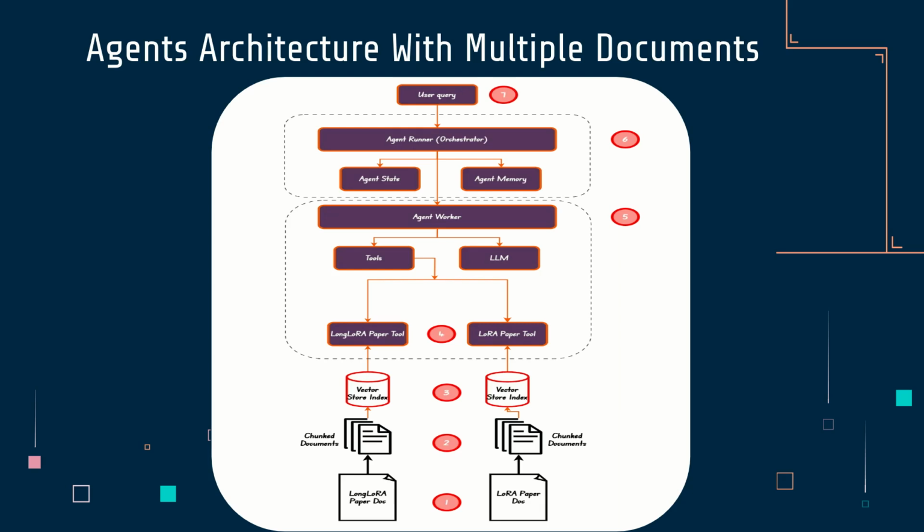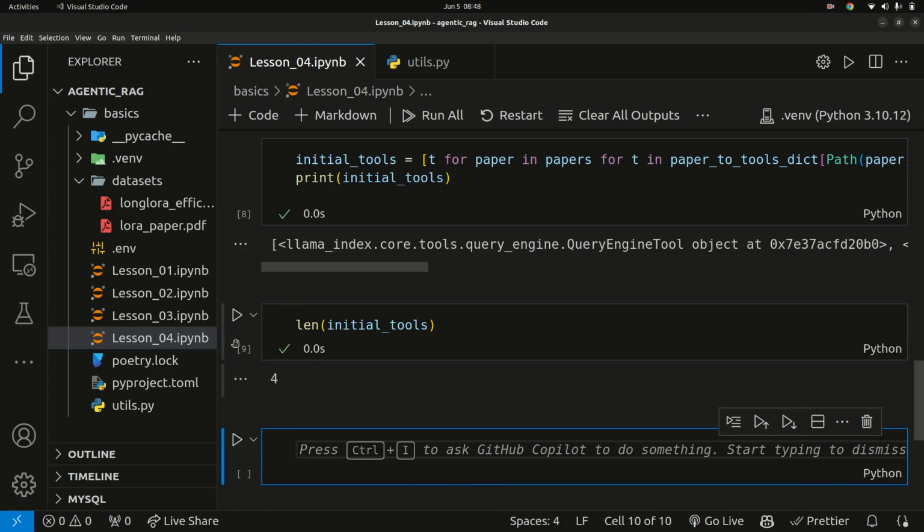So in this case, I didn't actually show how many tools it has, but in the other diagrams, I showed how many tools it has. So just note each document has 2 tools, a vector tool and also a summary tool. That's why we have 4 right here, despite having 2 papers. So good. So once you have done that, let's move on ahead to creating the agent worker.